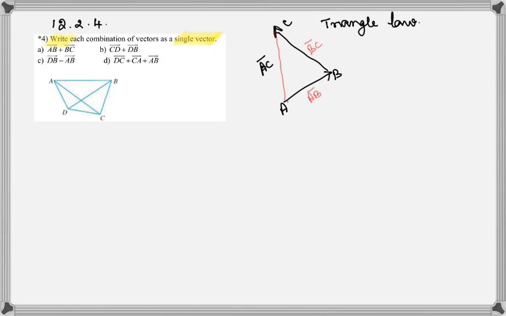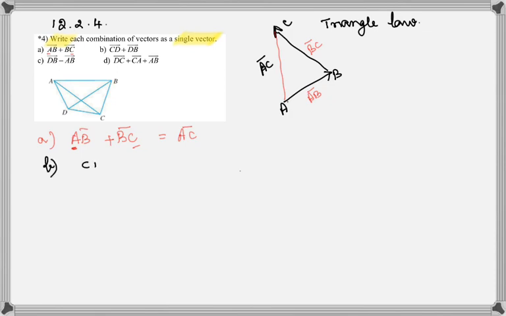So AB plus BC, if you notice here, it starts from A and ends at B. The second vector starts at B and ends at C. So the sum of the two vectors is going to be equal to the line segment connecting A to C. So the first part of the problem, AB plus BC, is AC. We need to remember that it is the starting point of the first and the end point of the second.